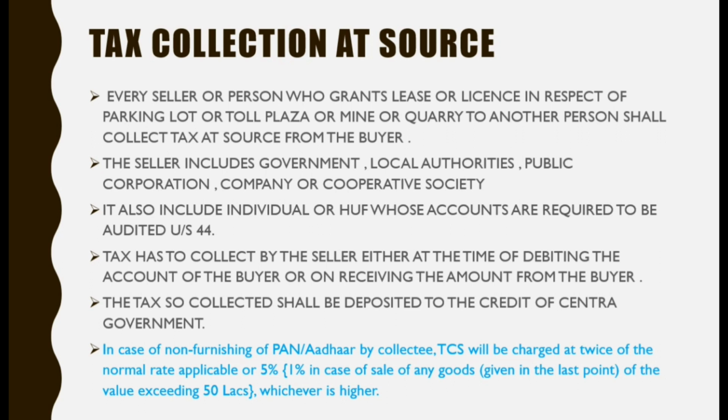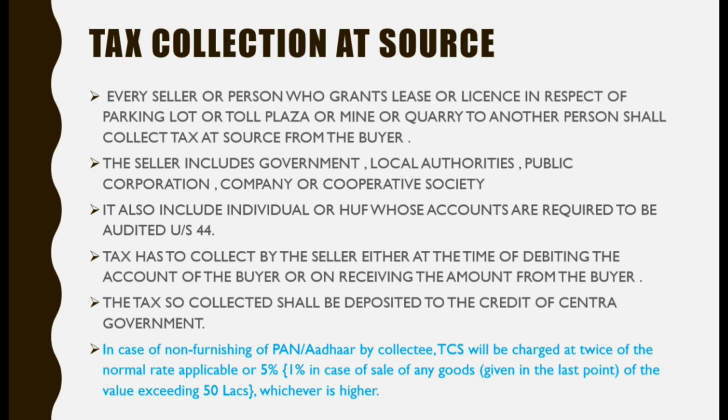It should be audited under Section 44 for individuals or HUF, and the tax is collected by the seller or the government either at the time of debiting the account of the buyer or on receiving the amount from the buyer. The taxes so collected shall be deposited to the credit of the central government. Just as TDS should be deposited to the government, TCS also should be credited to the central government. In case of non-furnishing of PAN, TCS will be charged at twice the normal rate or 5%, whichever is higher. This means that if the TCS rate is 2% and he doesn't have a PAN card, he is liable for 4% or 5%, whichever is higher. So here he will be charged 5%.